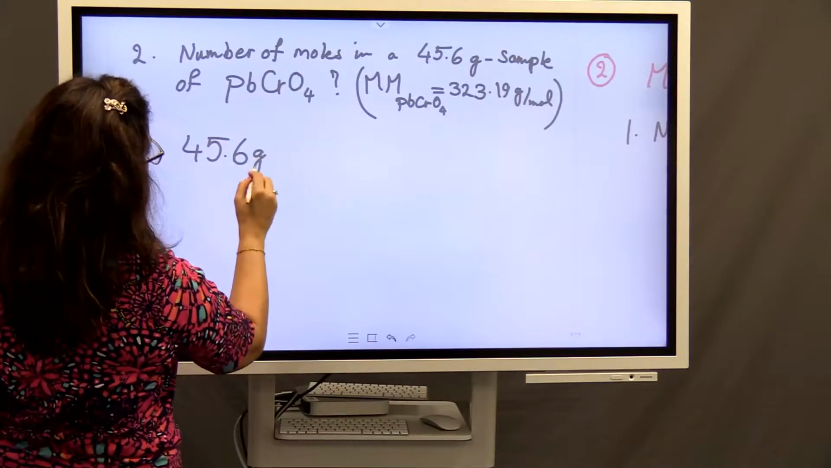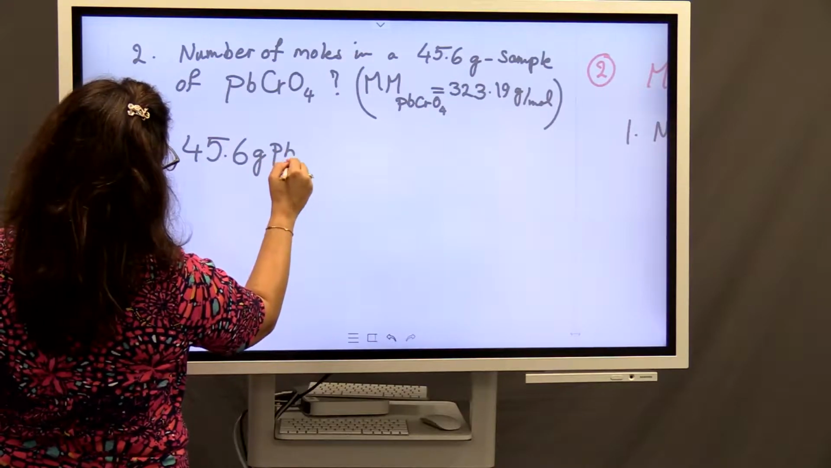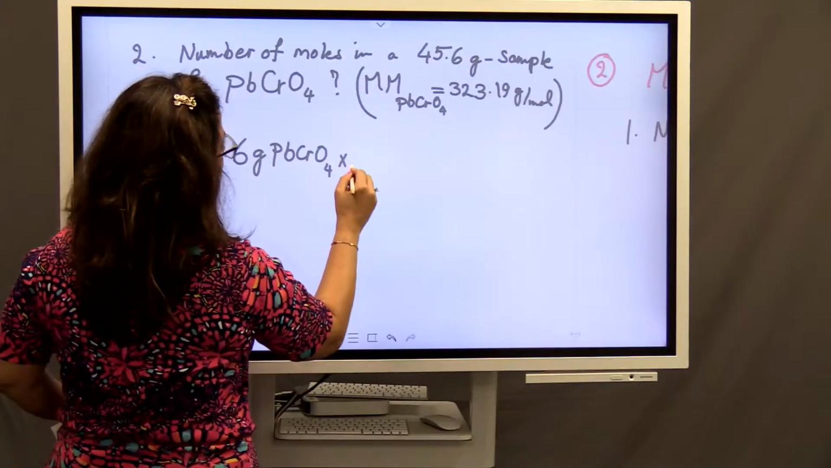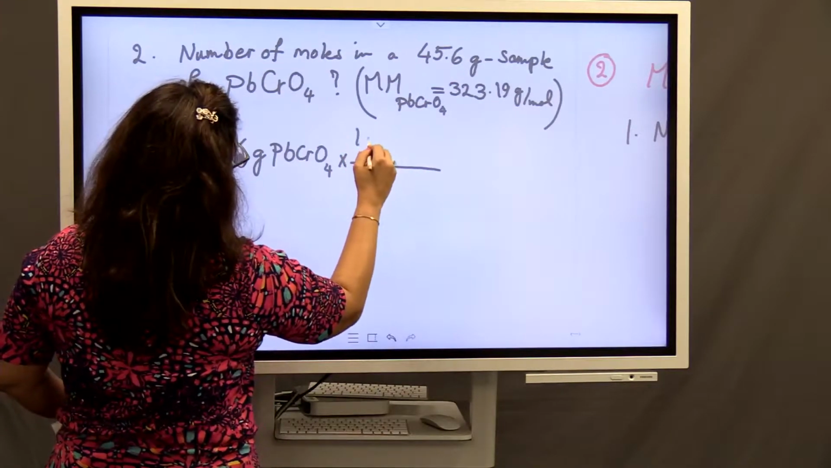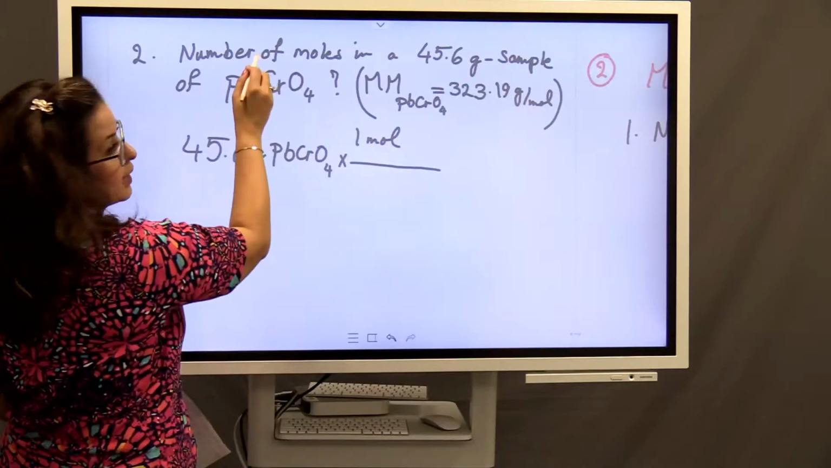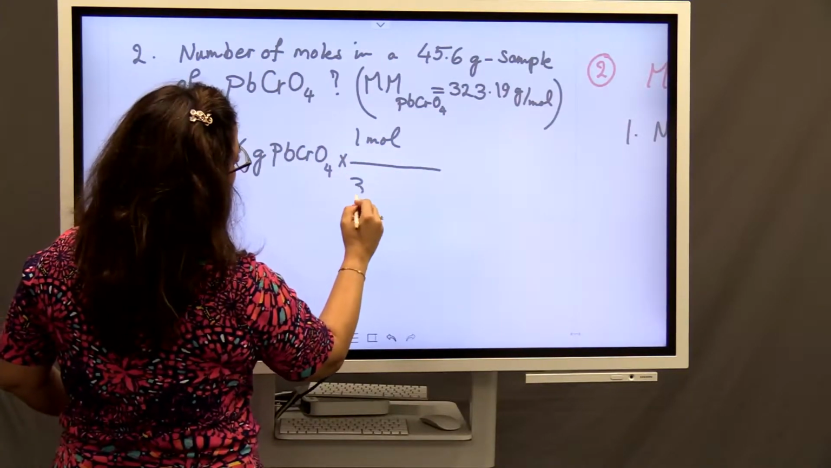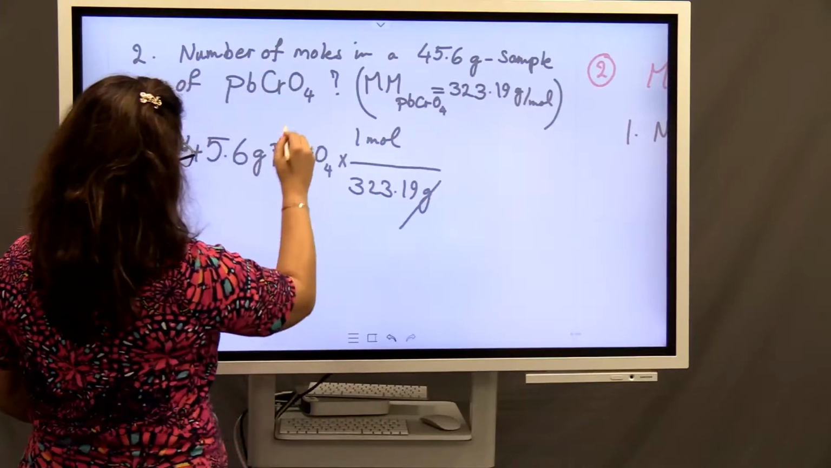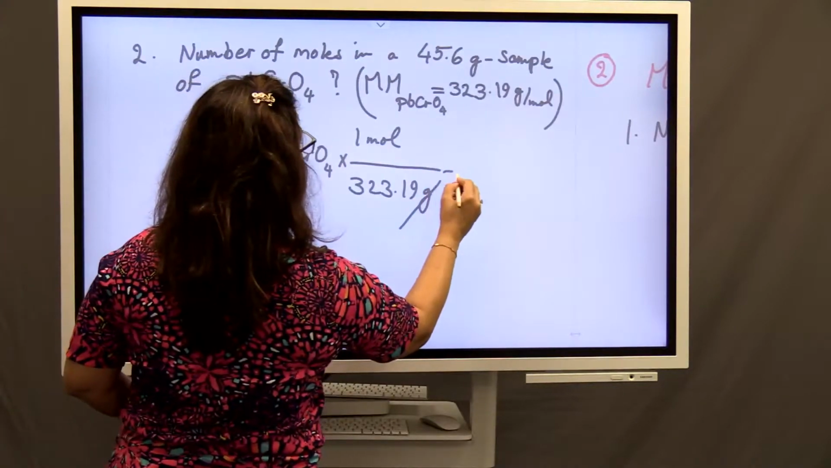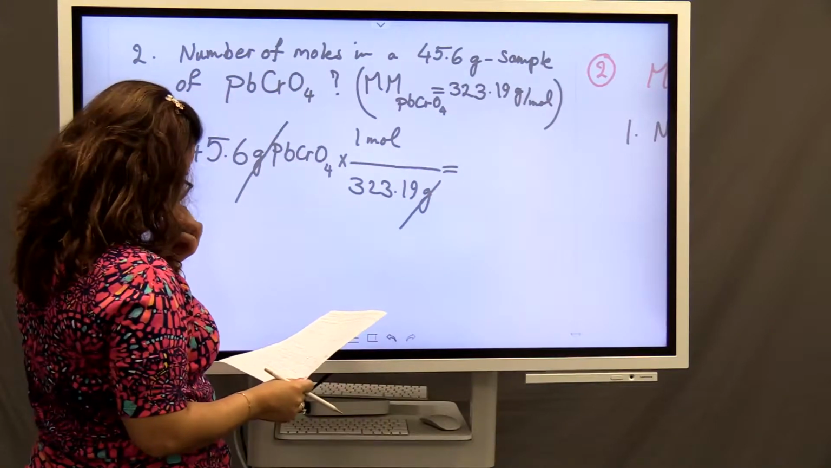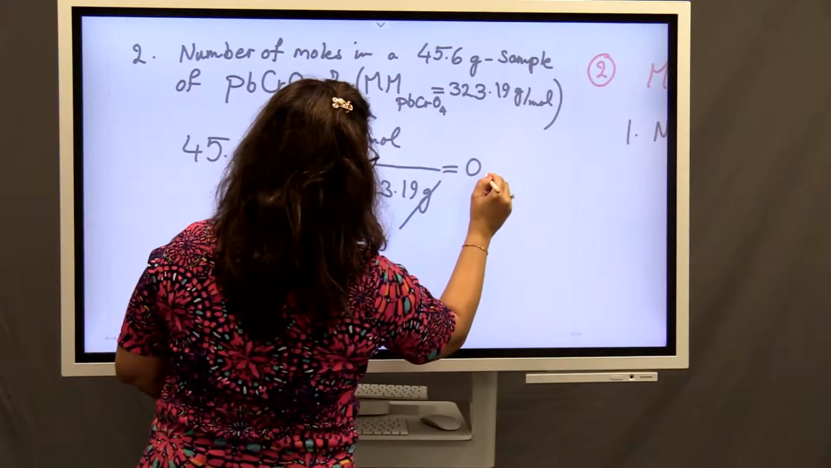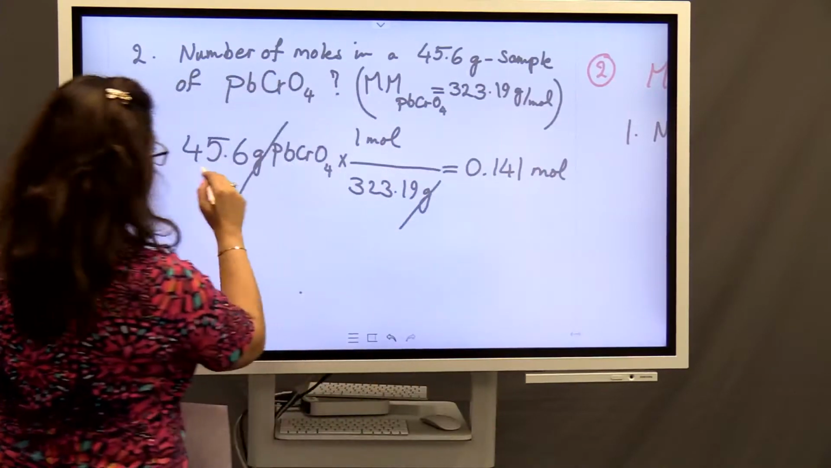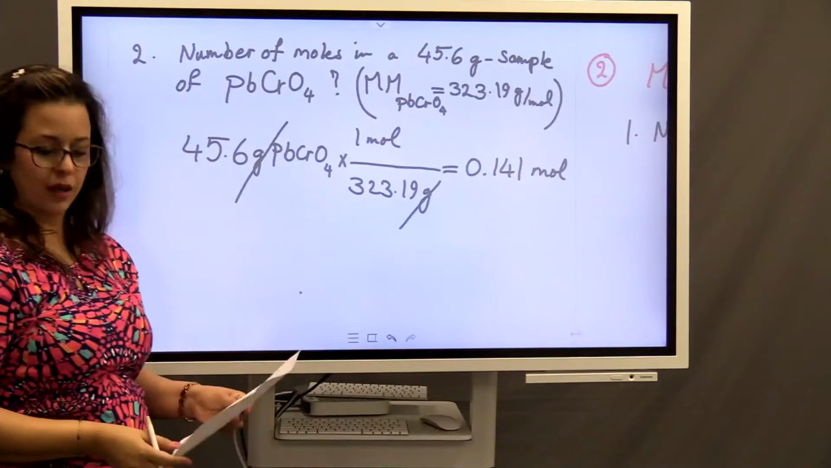45.6 grams of PbCrO4. You need to cancel grams, so you need to set the molar mass in a way that you keep mole for the answer. 1 mole has 323.19 grams, so you cancel gram and gram, and the number of moles is 0.141 mole. I started with 3 significant figures, I ended up with 3 significant figures.